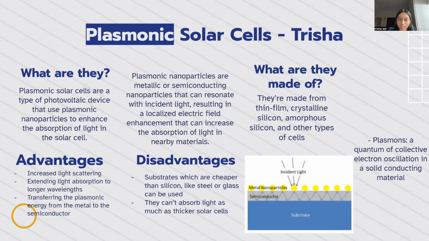Advantages of plasmonic solar cells are that they increase light scattering, they extend light absorption to longer wavelengths, and they transfer the plasmonic energy from the metal to the semiconductor. Disadvantages are that substrates which are cheaper than silicon, like steel or glass, can be used, and they can't absorb light as much as thicker solar cells.